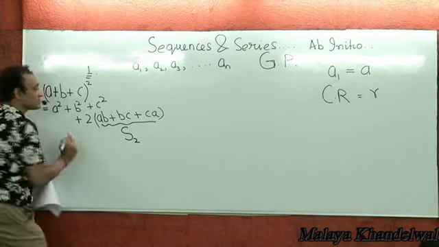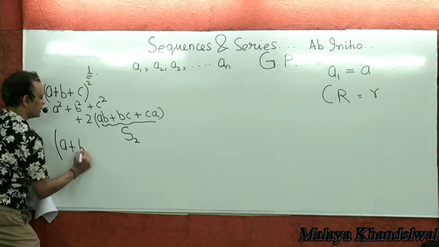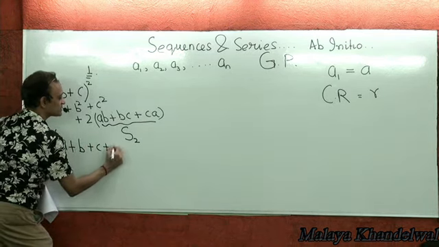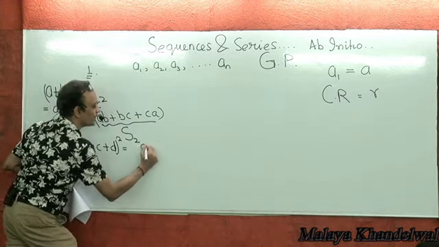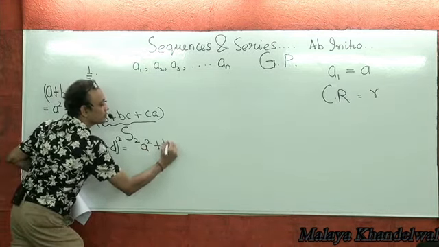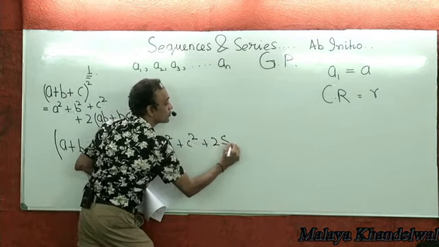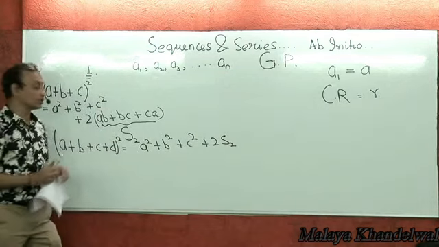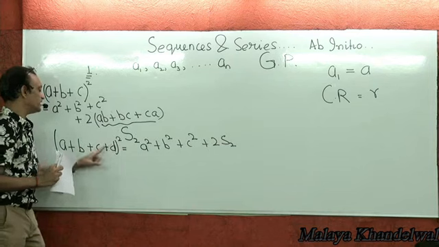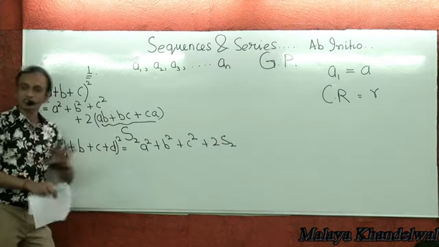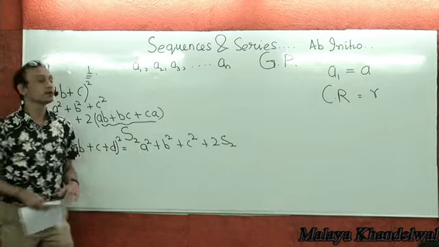Similarly, if you did A plus B plus C plus D whole squared, the kind of terms you'll get would be A squared plus B squared plus C squared plus D squared plus twice S2. S2 would be the sum of the product taken two at a time. That means you'll get AB, AC, AD, BC, BD, CD, etc. All possible pairs will appear in that S2, right?